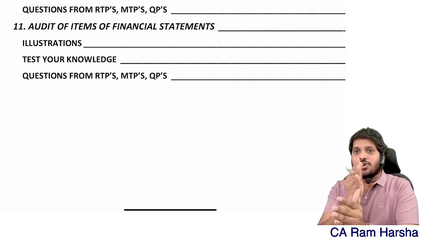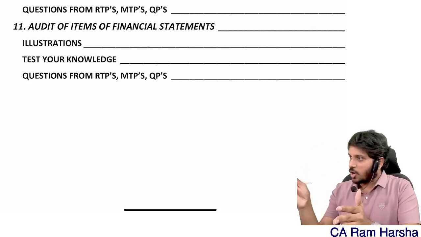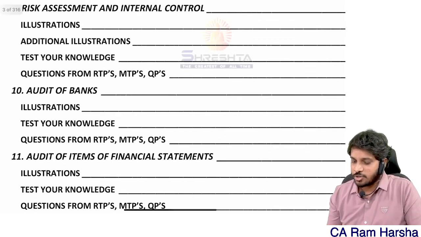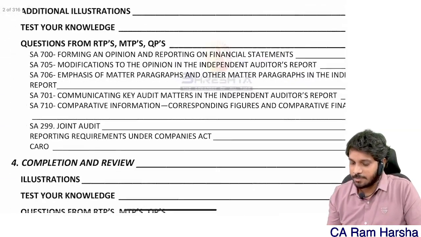Getting it? Once you complete the concepts, then you solve this question bank, MTP, RTP only. In each chapter, the question papers from RTP, MTP, QP are there, na? In each chapter, that alone you solve.